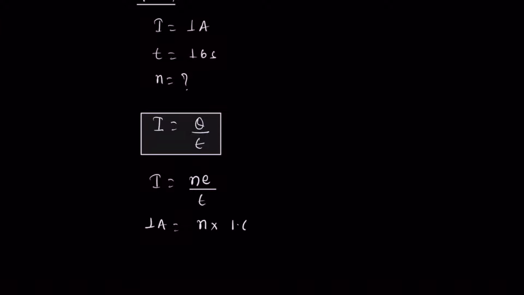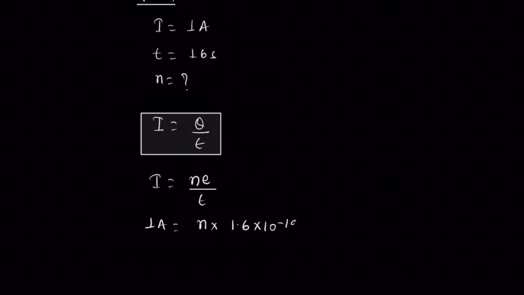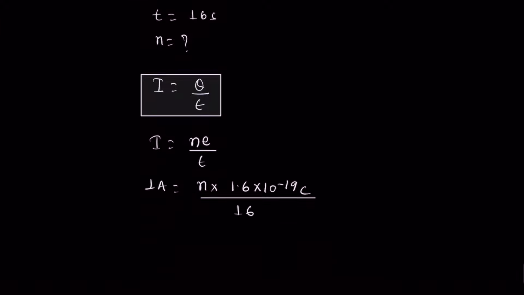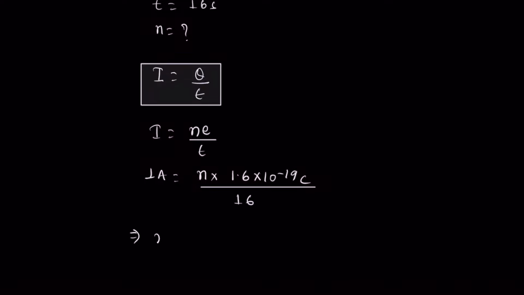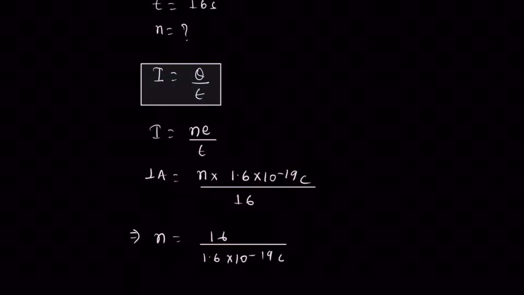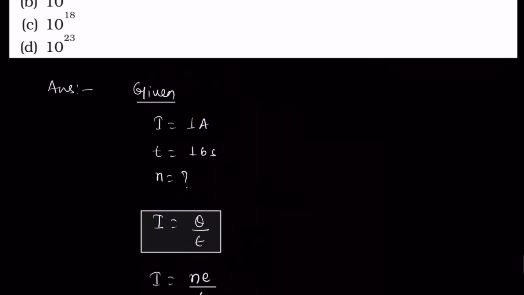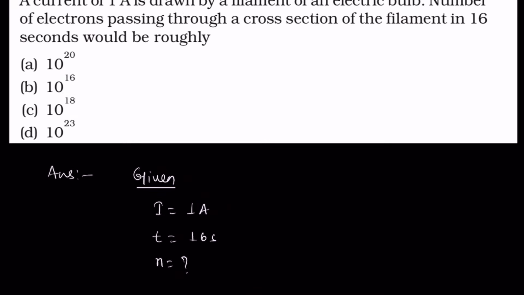Electron charge is 1.6 into 10 to the power minus 19 coulomb, divided by 16. So from here, N is equal to 16 divided by 1.6 into 10 to the power minus 19 coulomb. That gives 1 into 10 to the power 20. So N is 10 to the power 20. This is the answer. So which option is matching? Option number A.